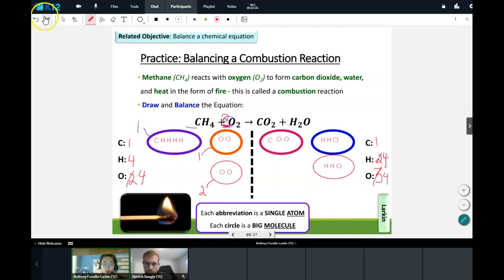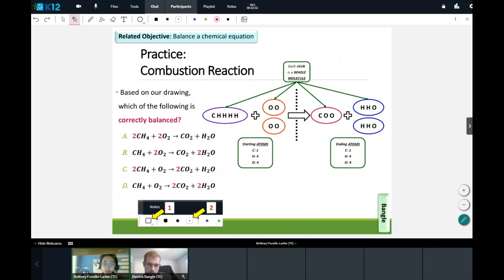All right, now I've done the reactant side with you. On the next slide, you should be able to finish the product side. So here we go, let's practice this. Let's look at how many big circles we have on each side.